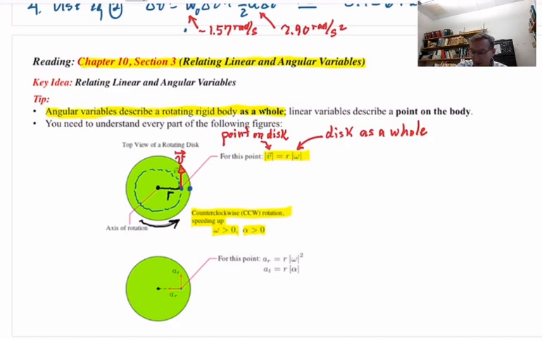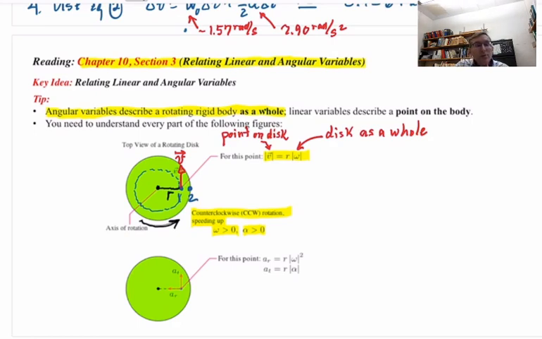All right, you see I've drawn 2 points. You can even number them. 1 and 2. 2's out on the very edge of the disk. 1 is in a little bit. Let's compare the v magnitude and the omega magnitude at those points. Note, angular variables describe a rotating rigid body as a whole. So point 1 and point 2 have the same omega. Same omega. But they clearly have different r's, right?